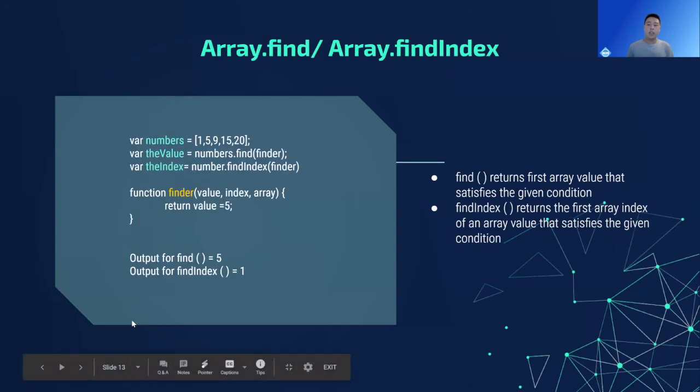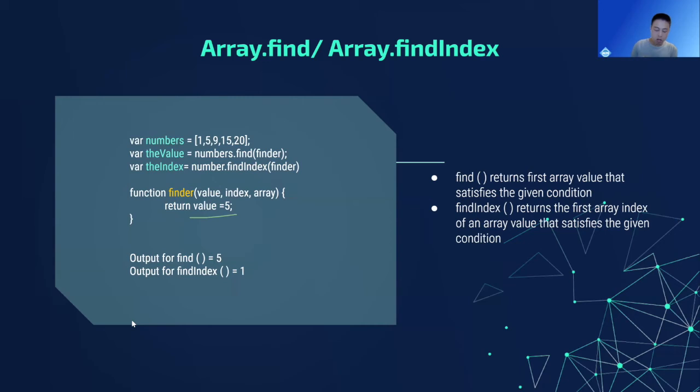So Array.find and Array.findIndex. The find function returns the first array value that satisfies the given condition, and findIndex returns the first array index of the array value of the given condition. It's important to remember that indexes start at 0. So over here, we want to find something where the value is equal to 5. If we put this into the function up here with the finds, it goes through this array of numbers. And over here, notice it's 5. So the output of find will be 5, and the findIndex will be 1, because 1 is the array index of where 5 is at.